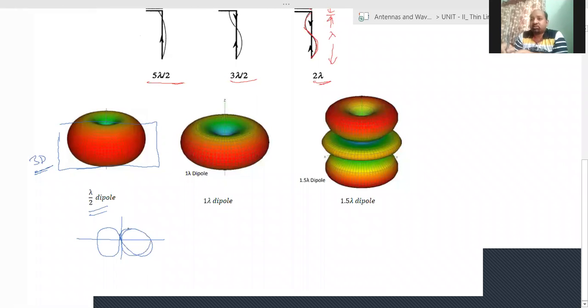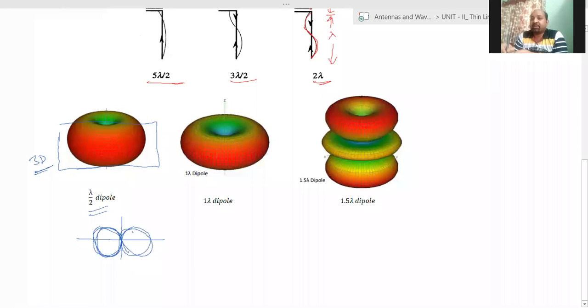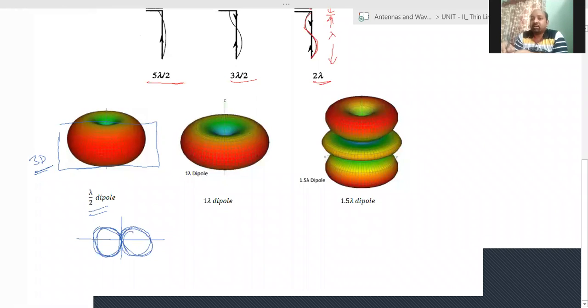I have drawn a cross sectional view. A donut shape you will get, or a shape of 8 you will get. So this is the radiation pattern in 2-dimensions, and this is the 3-dimensional radiation pattern.